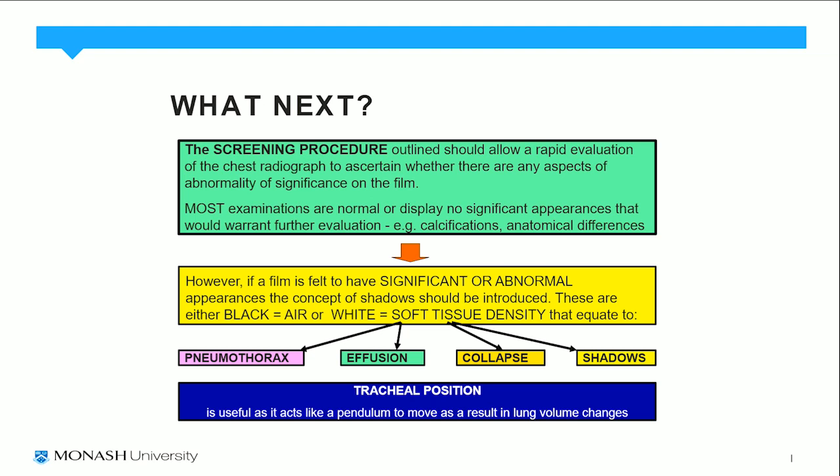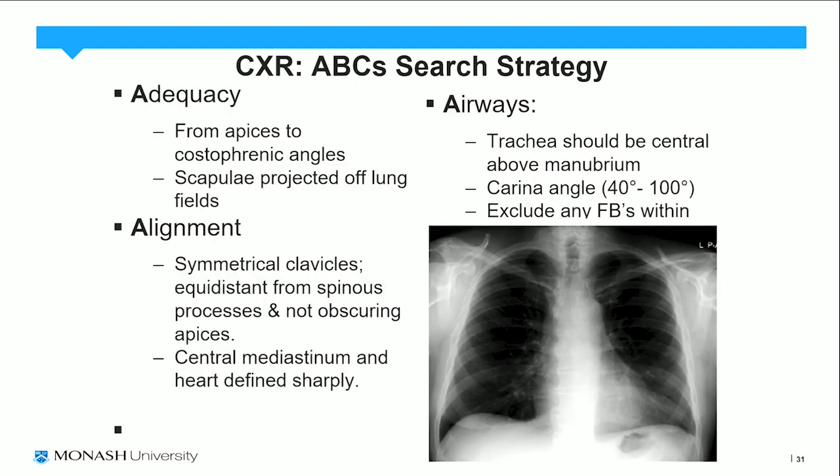However, if an image shows significant or abnormal appearances, the concept of shadow should be introduced. If it is too black, then you should think about a pneumothorax. If it is too white, then you should probably think of something like an effusion. If there is soft tissue density, that would equate to maybe a collapse or shadows. It's important to also look at the position of the trachea, as it acts like a pendulum to move as a result of changes in lung volume.